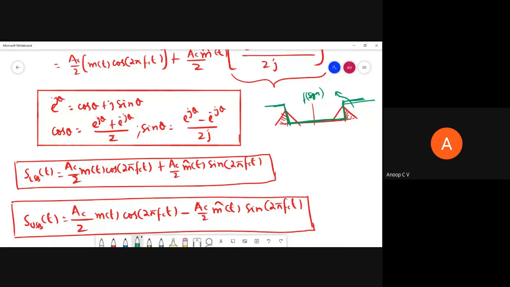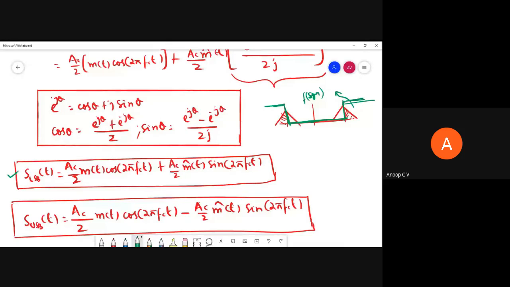So in the previous session, that is yesterday's live session, we discussed the time domain description of a single sideband modulated signal. That is what we can see here, the time domain description of a single sideband modulated signal with only LSB retained.